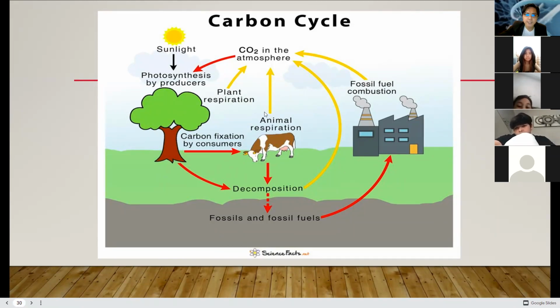Without photosynthesis, we cannot fix the CO2. We cannot use the CO2. Afterwards, once plants already absorb the CO2 and include it in the process of light-independent reaction, they will now create glucose, which will be consumed by the animals, including us.